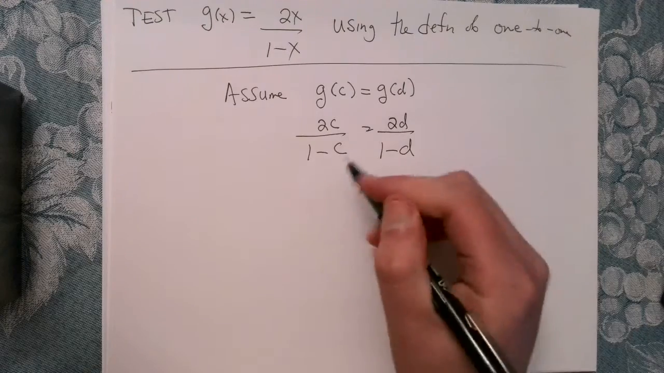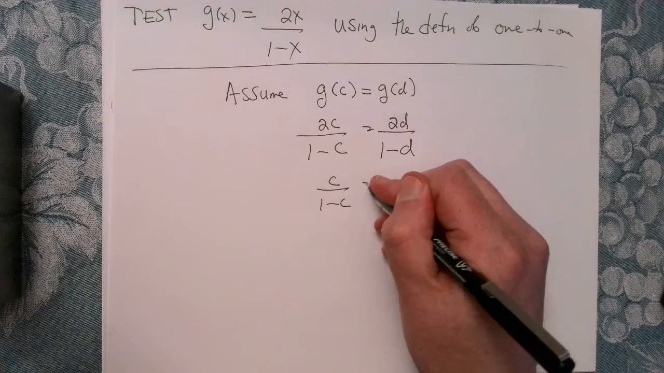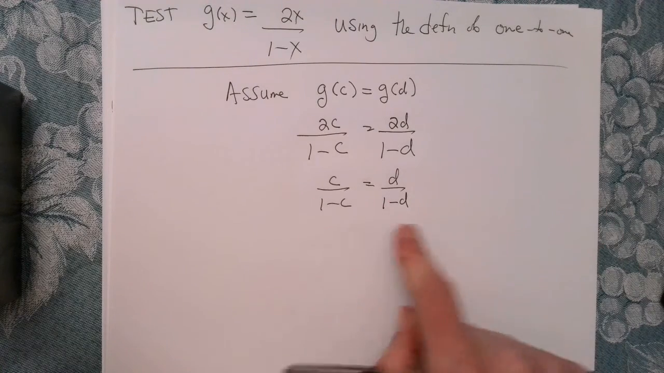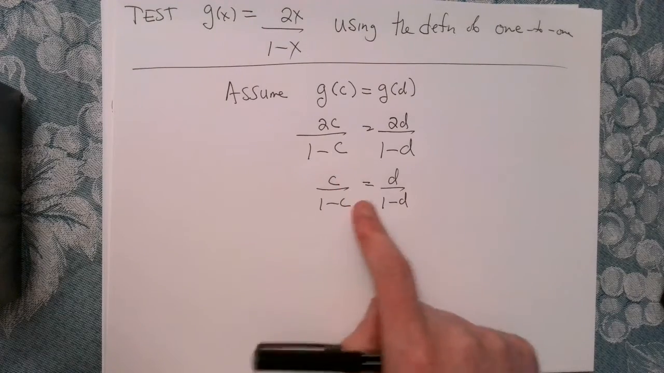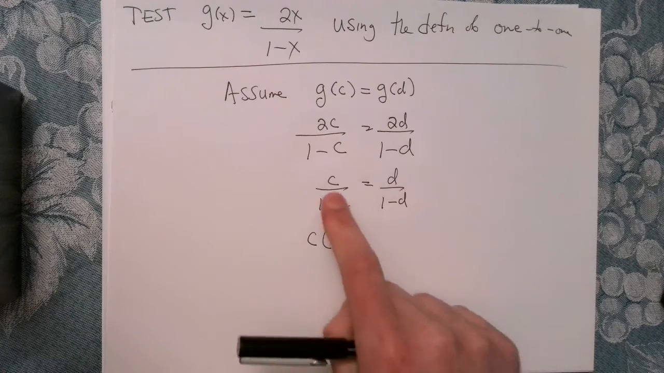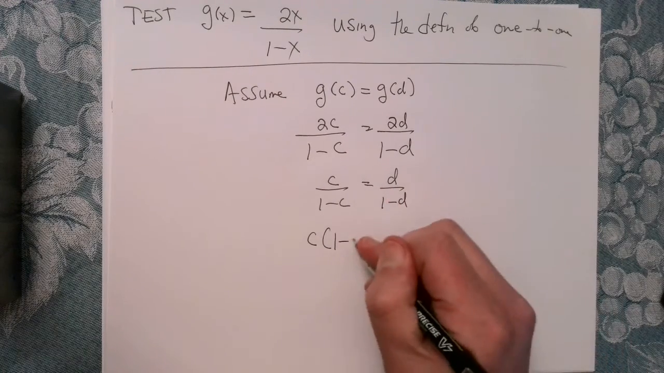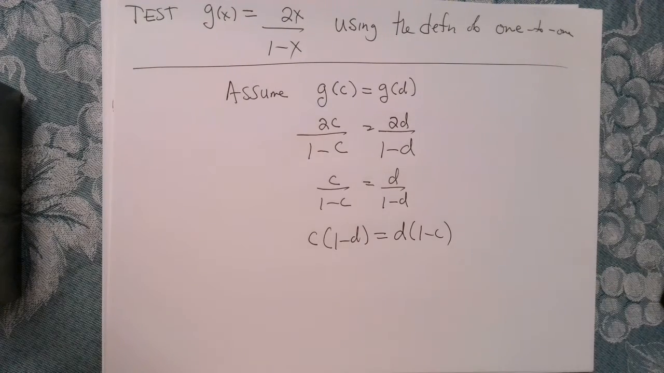Now I can get rid of the 2. We can just take a half of both sides. That's fine to do. And so if I wanted to solve further, of course I could cross multiply. That's what we're going to do to proceed. We're going to cross multiply. So if I've got two ratios, then this product always equals this product, assuming we're not dividing by 0, because we're only considering c and d in the domain. So this product is equal to this product.